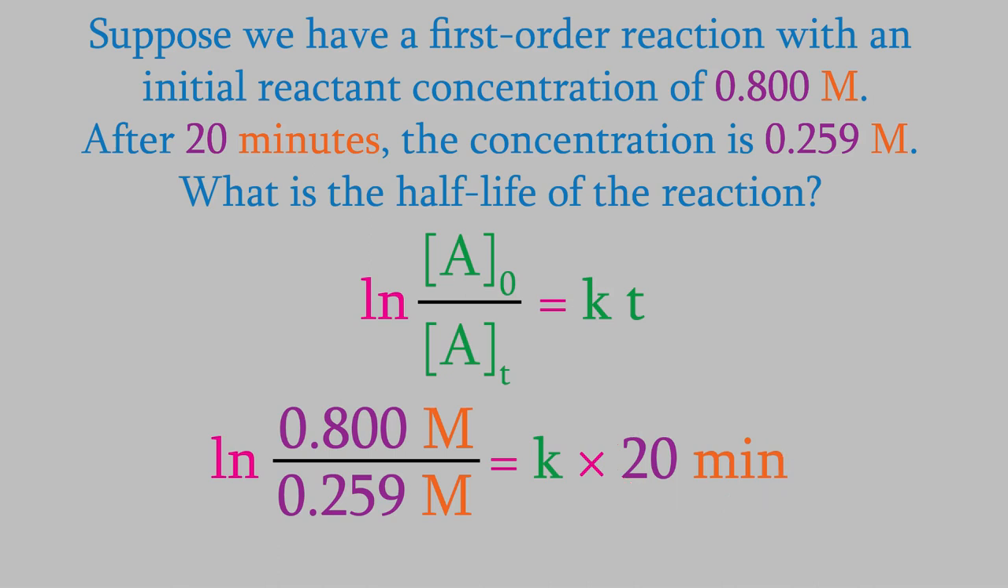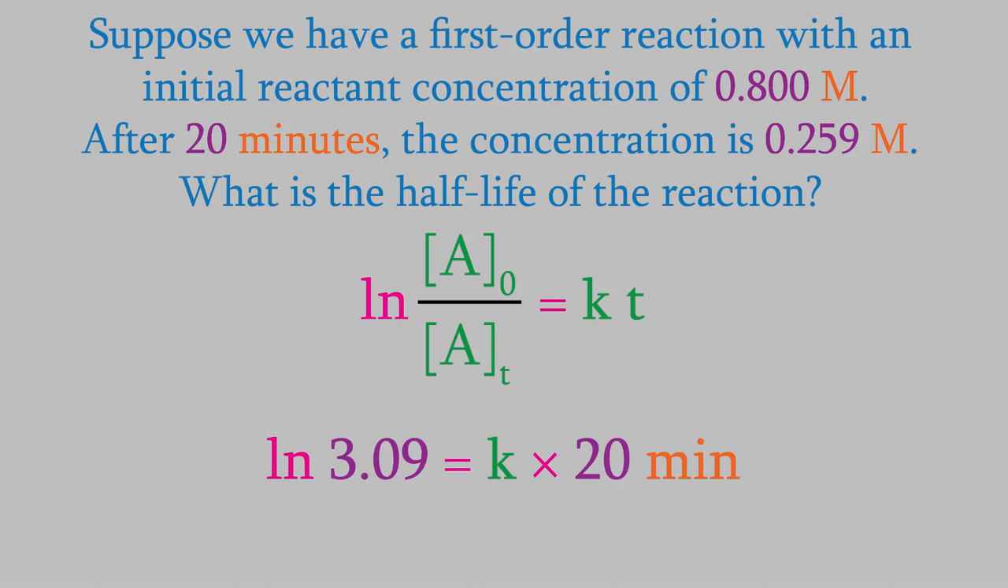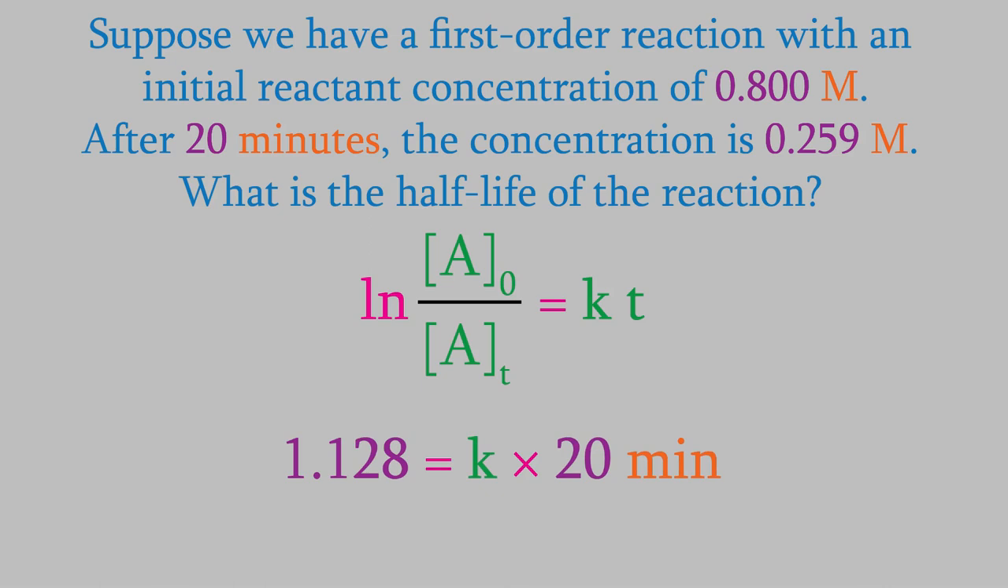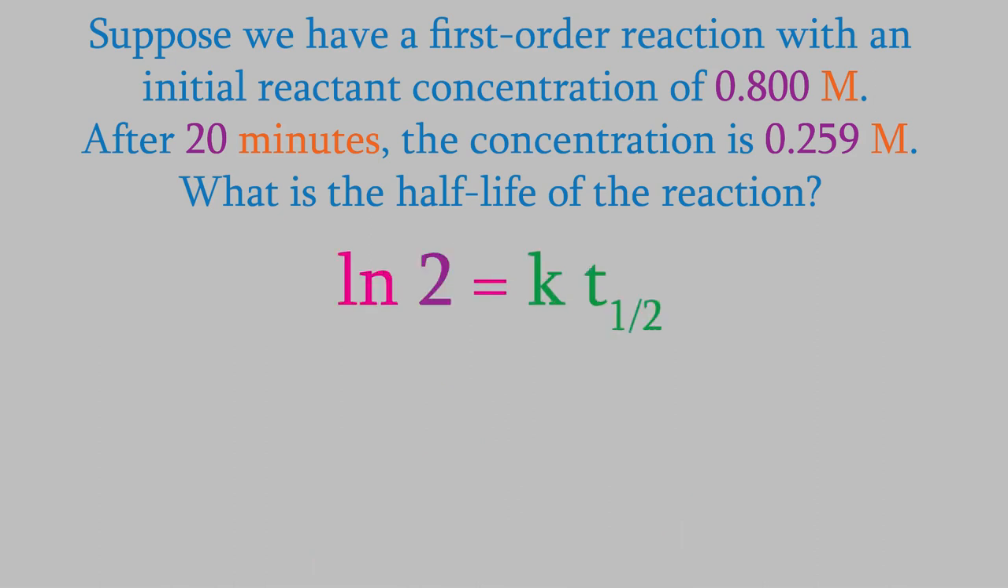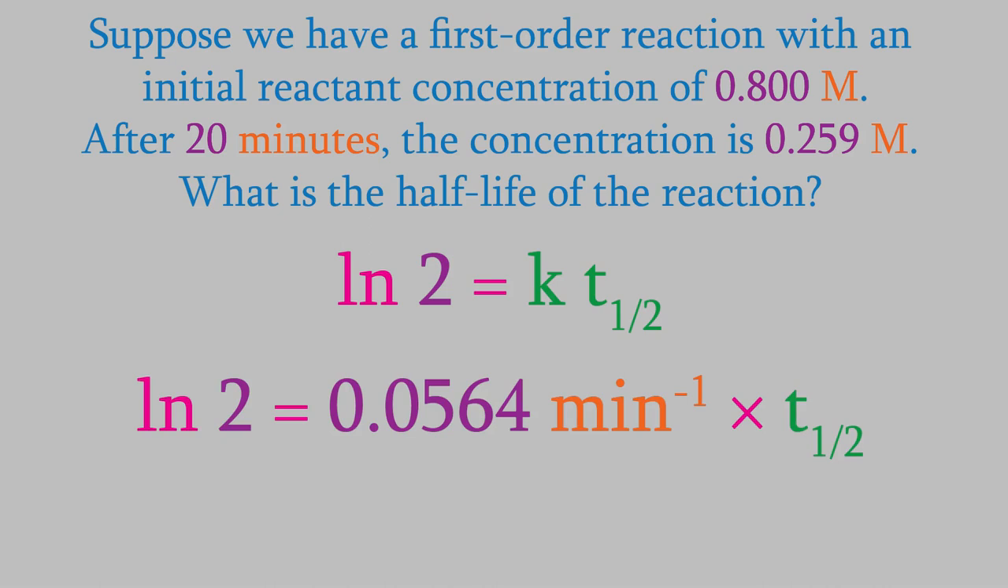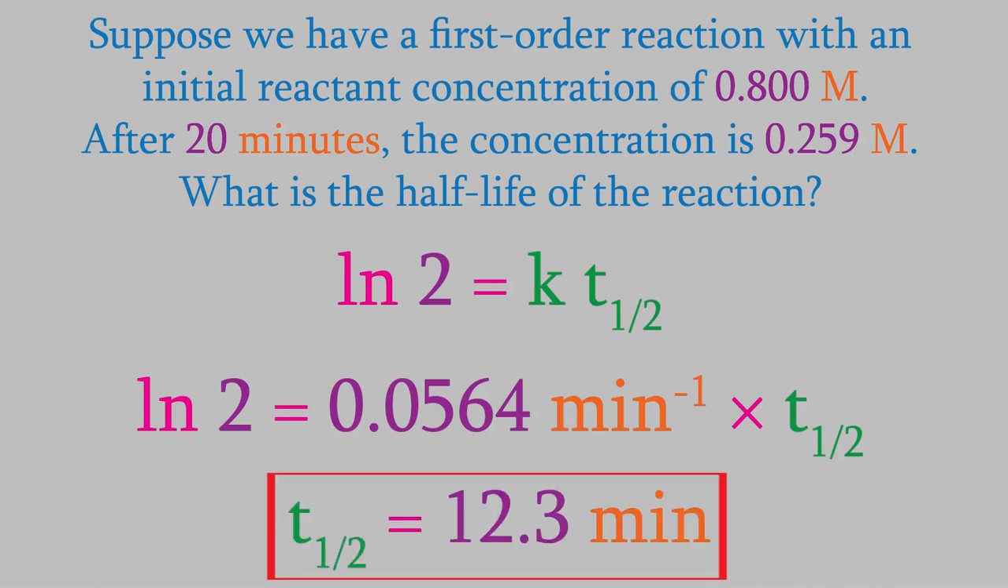So, we'll solve the left side first. Remember to calculate the fraction before you take the logarithm. The fraction is equal to 3.09, and when we take the logarithm, we get 1.128. Solving for k gives us 0.0564 minutes to the minus 1. Now we can use this value for k in our other equation in order to figure out the half-life. When we do, we get a half-life of 12.3 minutes.